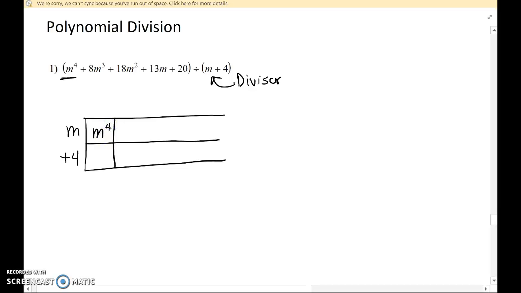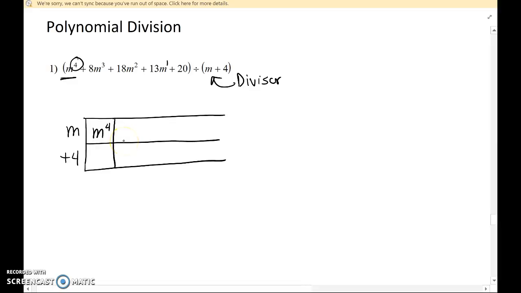Now, before I go any further, I do want to ensure that because it's a 4th degree polynomial, and we know that because the largest exponent on the leading term is 4, that we have a term with an exponent of 3, 2, 1, and our constant. We have all the terms. There's no missing terms, and so we don't need any placeholders. And you'll see what I mean more about that in the next example.